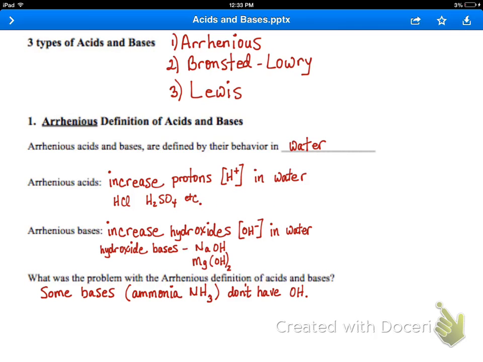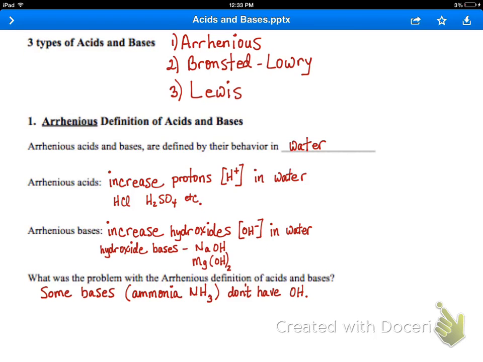And still, we use this definition a lot because most of the common acids and bases that we talk about fall into these categories. So, for example, acids that have protons in the front, HCl, H2SO4, we call them Arrhenius acids. And bases that have hydroxides, like sodium hydroxide, magnesium hydroxide, those are Arrhenius bases.